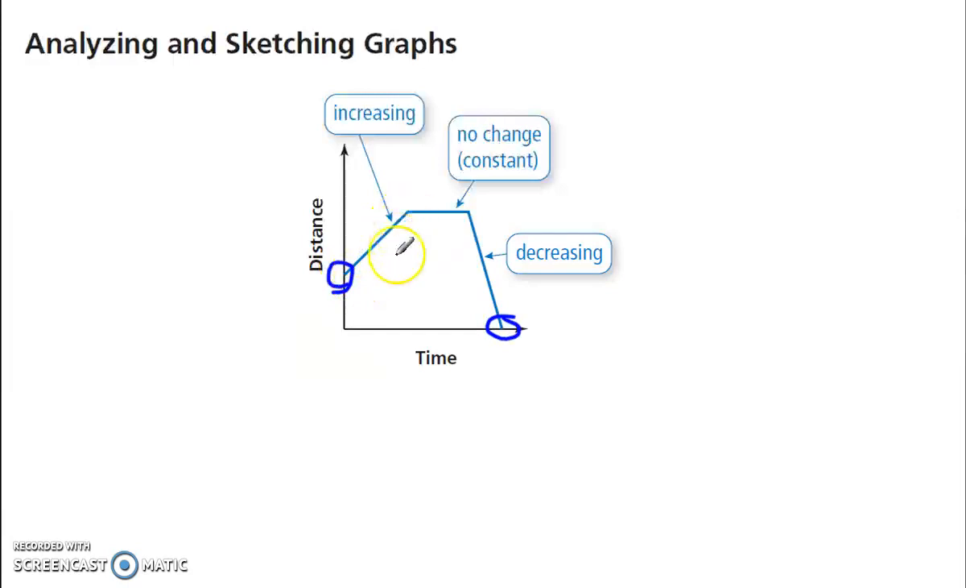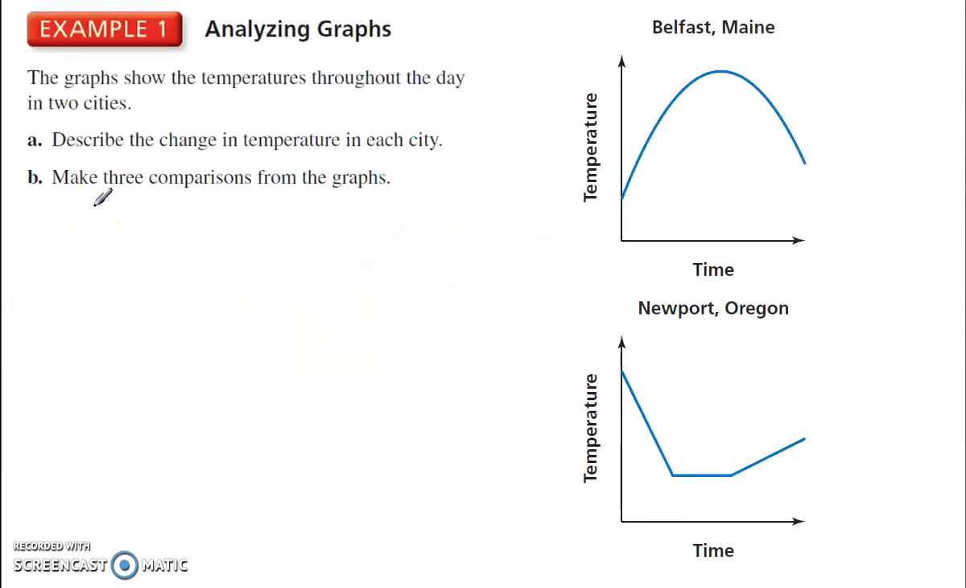Does it increase, as this does? Is it constant or no change? Does it decrease? And at what point does it do which one? All right, so we'll look at a few graphs. These graphs show temperatures throughout the day in two cities. Here we have Belfast, Maine, and Newport, Oregon. Describe the change in temperature in each city.